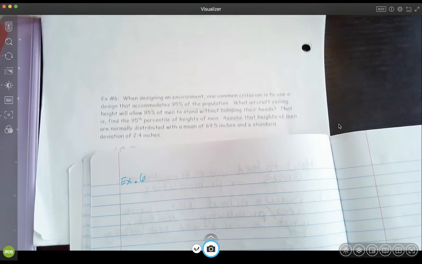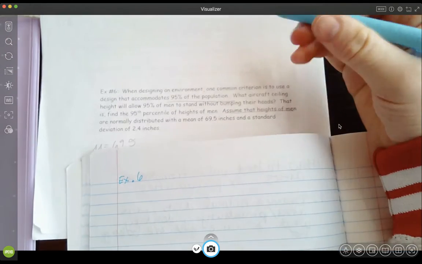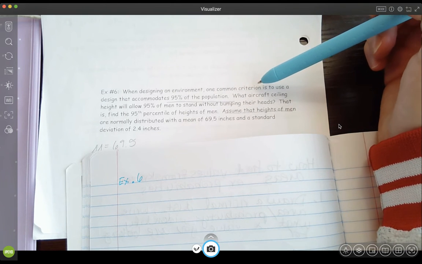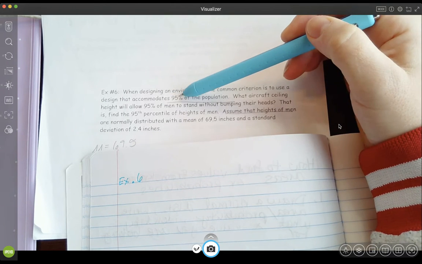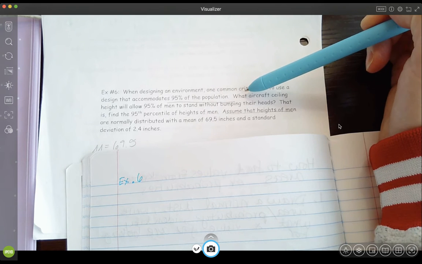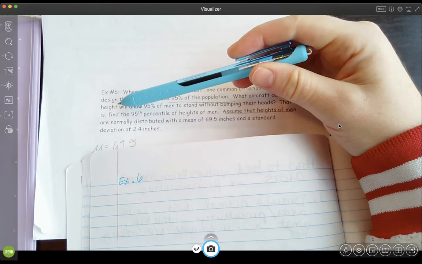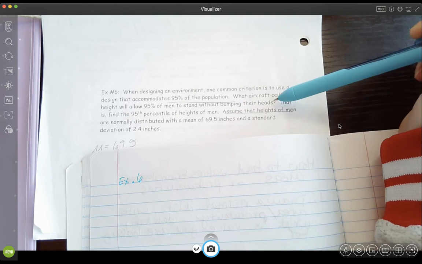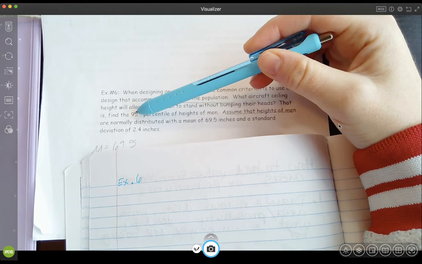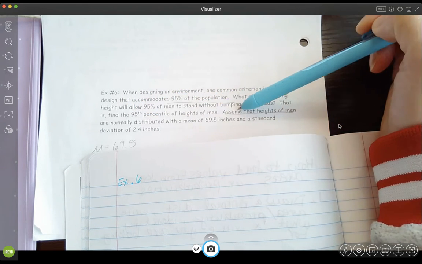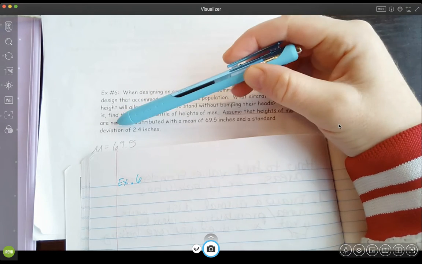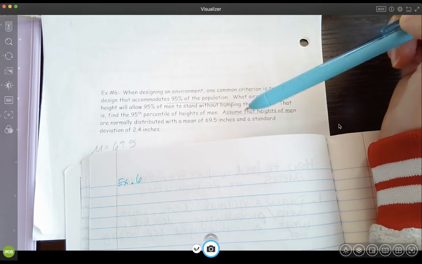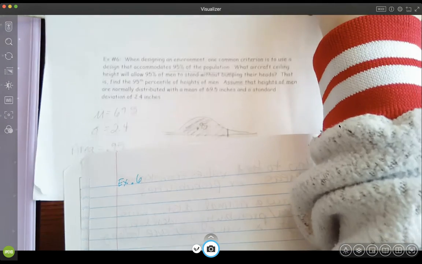So the example is, when designing an environment, one common criterion is to use a design that accommodates 95% of the population. What aircraft ceiling height will allow 95% of the men standing without bumping their heads? That is, find the 95th percentile of the heights of men. Assume that heights of men are normally distributed with a mean of 69.5 inches and standard deviation of 2.4.